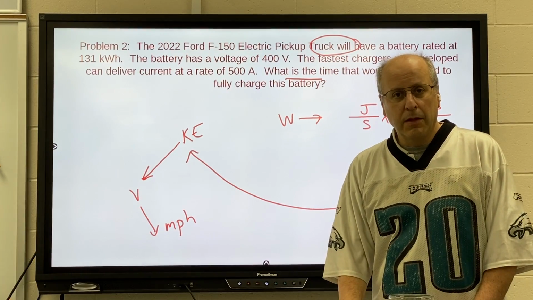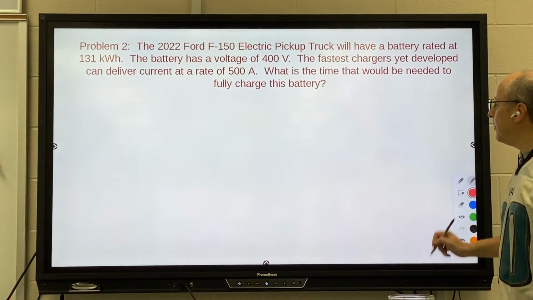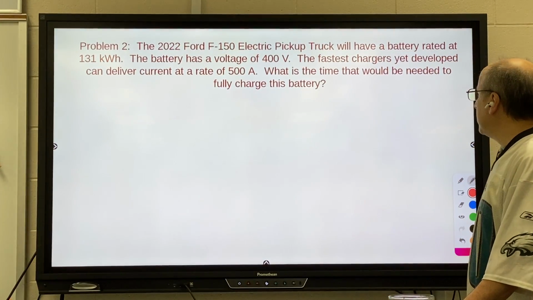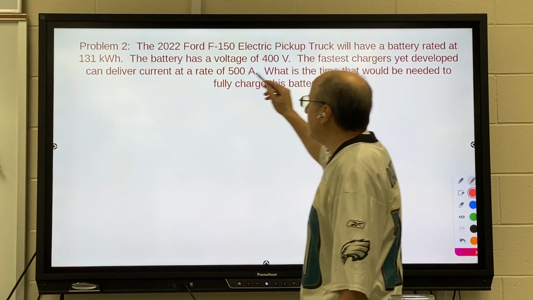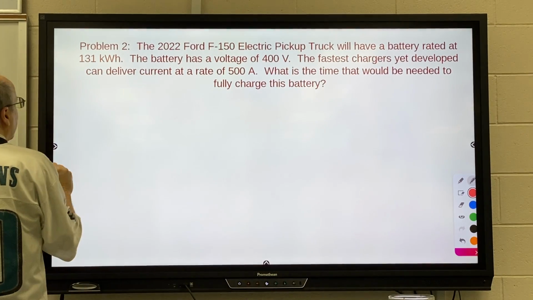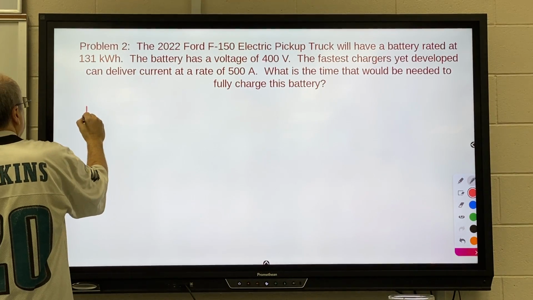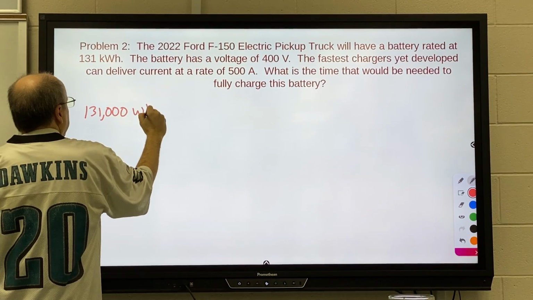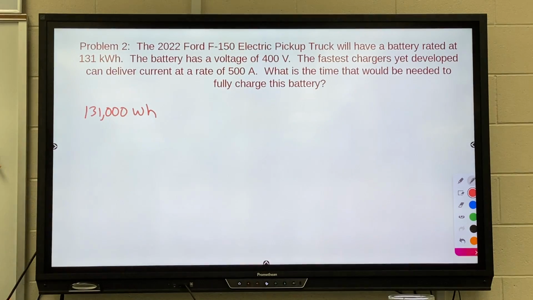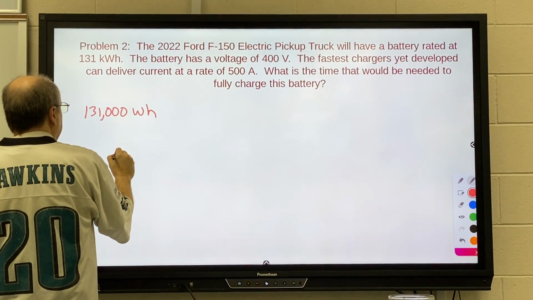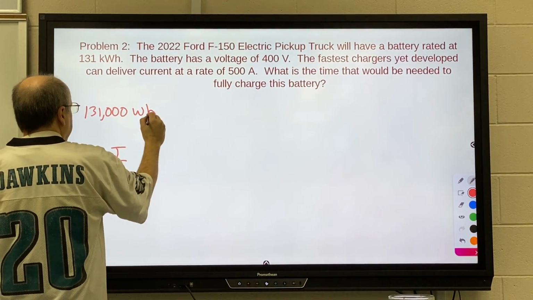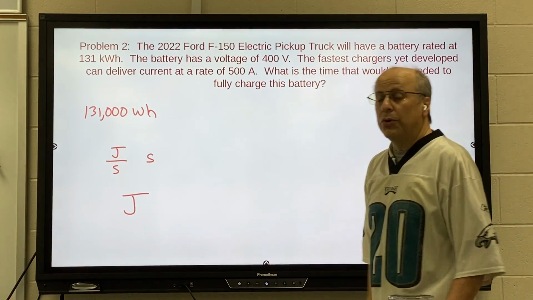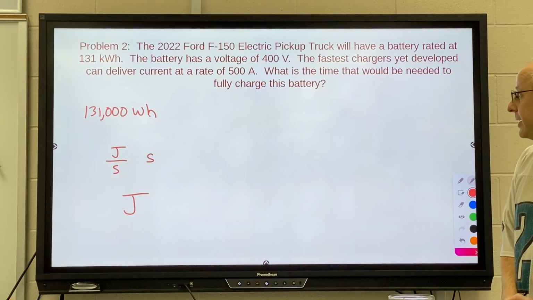Okay, problem number 2 is dealing with a Ford electric pickup truck. It gives you a bunch of different things. It tells you the rating of the battery at 131 kilowatt hours. Make sure you put those into watt hours. Remember, when you're doing watt hours, you do joules per second, you turn the hours into seconds, and that will tell you how many joules you have on your battery.